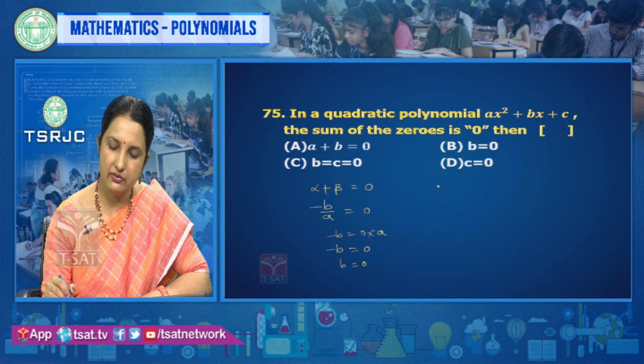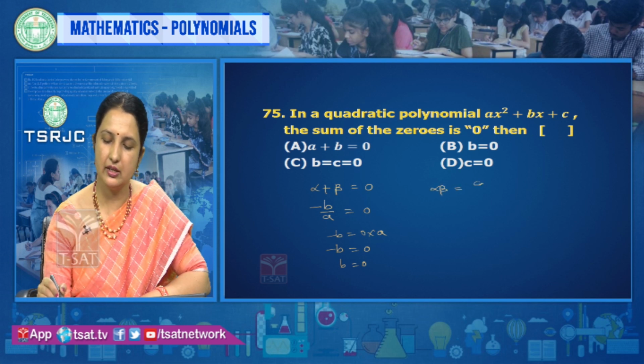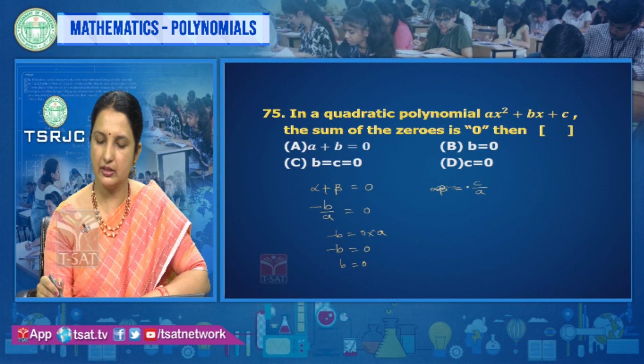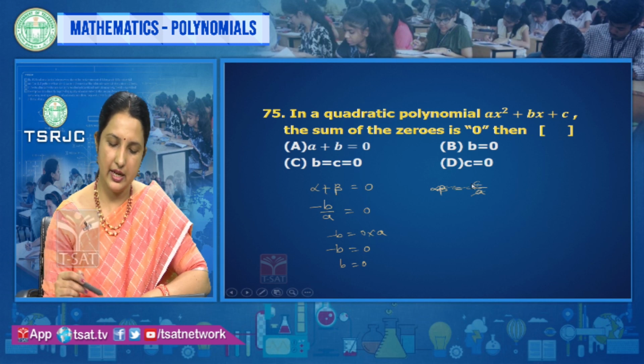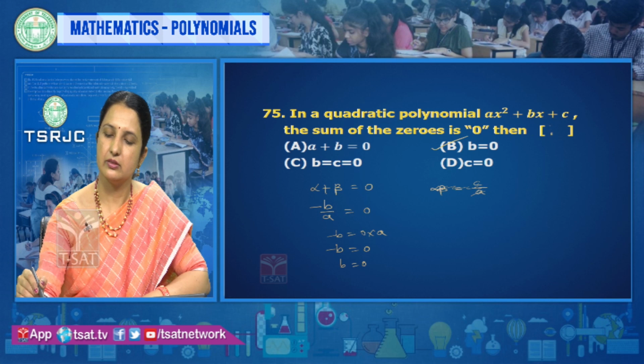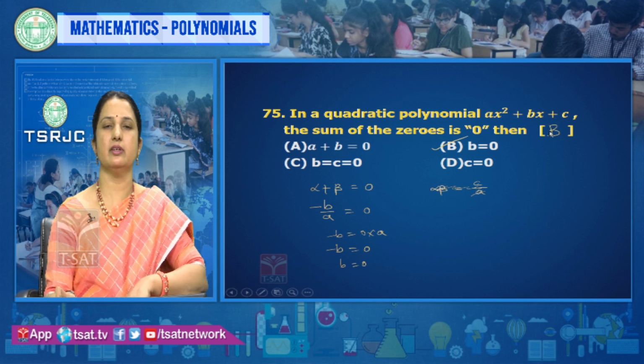Then you take alpha into beta, which equals c by a. But in the question only the sum of the zeros being 0 is given, so no need to write this. Only b equals 0 is correct. So option B is the correct one.